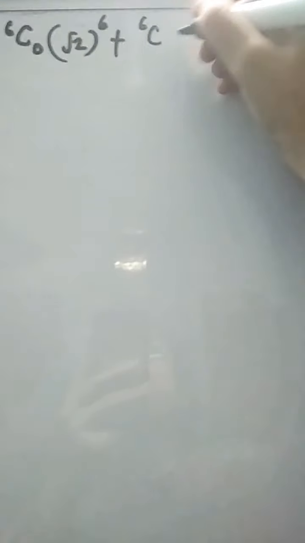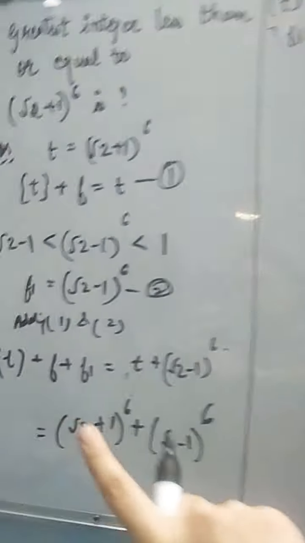Next will be 6C1 root 2 raised to the power 5, plus 6C2 root 2 raised to the power 4, plus 6C3 root 2 raised to the power 3, plus 6C4 root 2 raised to the power 2, plus 6C5 root 2 raised to the power 1, plus 6C6 root 2 raised to the power 0. Now we have completely written the binomial expansion of this part.